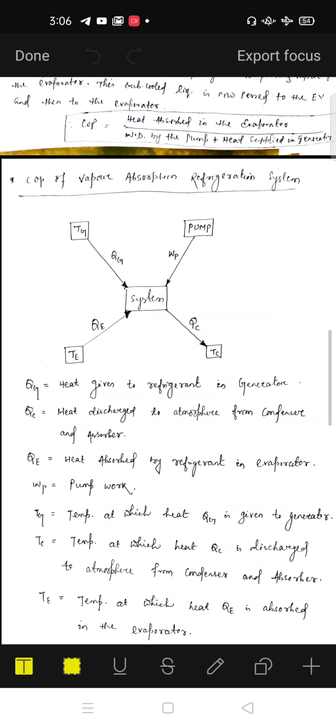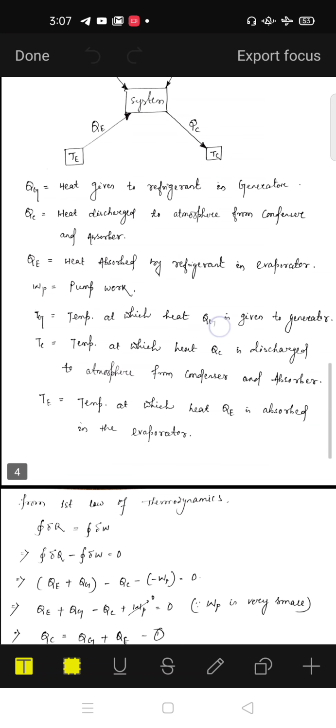Now just apply the sign convention. Qg is heat added to the system, so it is taken as positive. QE is also added to the system, so it is positive. QC is rejected from the system, so it is negative. So the net heat interaction in the system will be Qg plus QE minus QC. That will be balanced by the net work done, that is Wp. Remember, you are giving work to the system, so work done on the system is taken as negative.